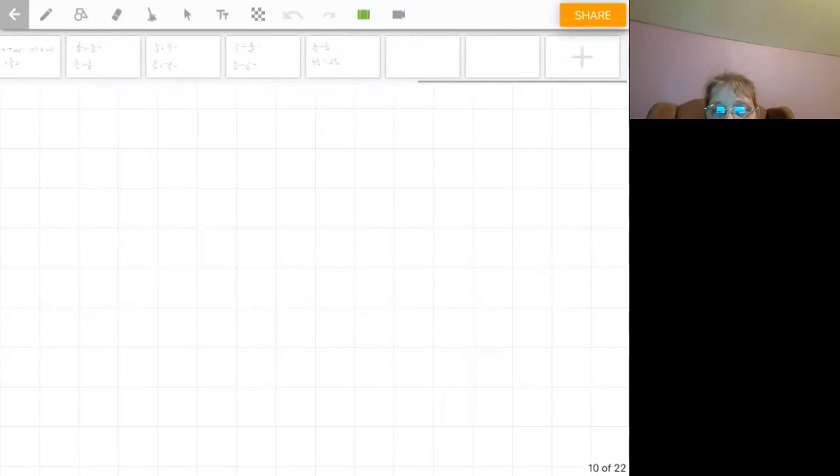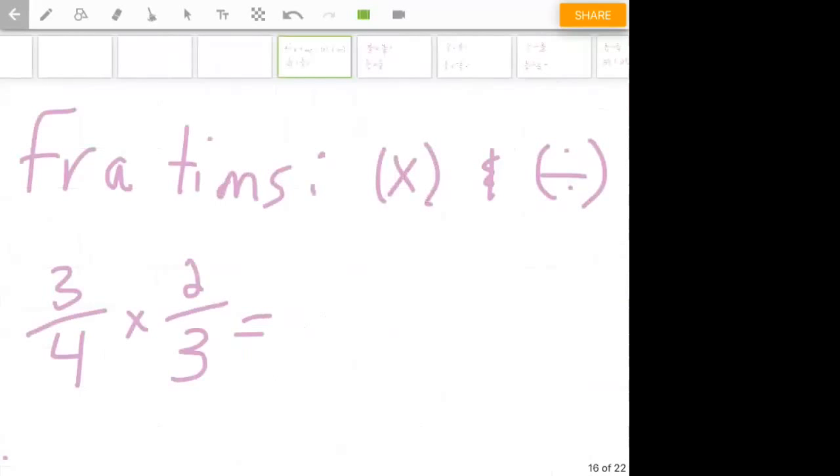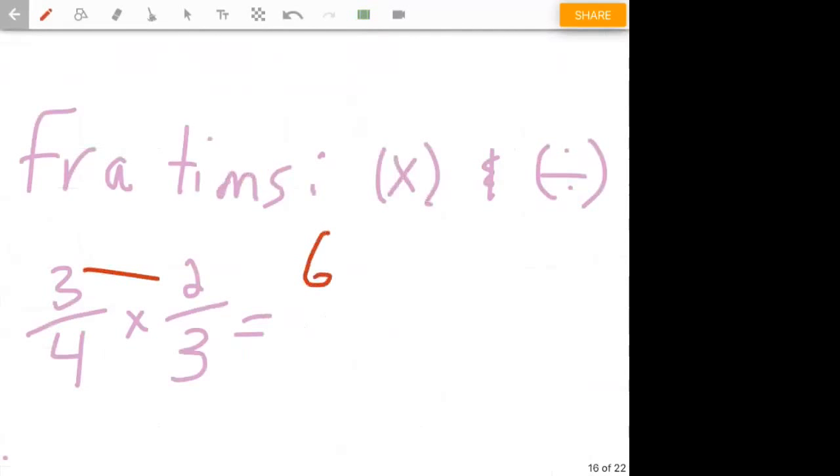to the next section, which is a review. So today I'm going to look at reviewing multiplying and dividing fractions. So first we're going to look at multiplying fractions. So when you multiply fractions, basically all you do is you multiply the top and you multiply the bottom. So 3/4 times 2/3, we'd multiply 3 times 2 is 6, 4 times 3 is 12.